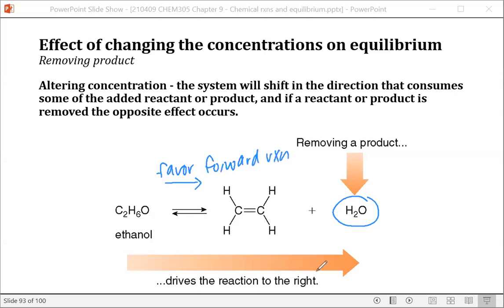And we're going to drive or push the reaction to the right to replace the water that was removed. So that means that the concentration of our reactant, ethanol, is going to go down because it's being consumed faster. It's being used up to push the reaction to the right. And the concentration of ethene, C2H4, is going to go up because we're favoring the forward reaction to try to make up for the stress of removing water from the system.